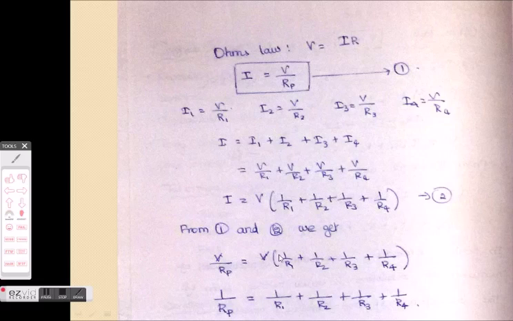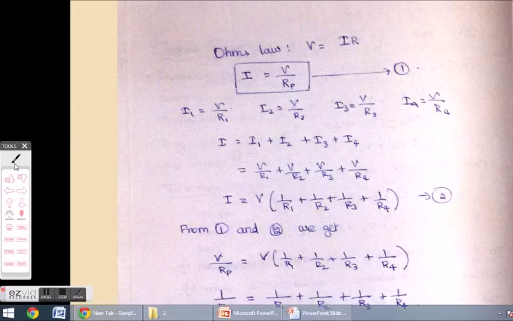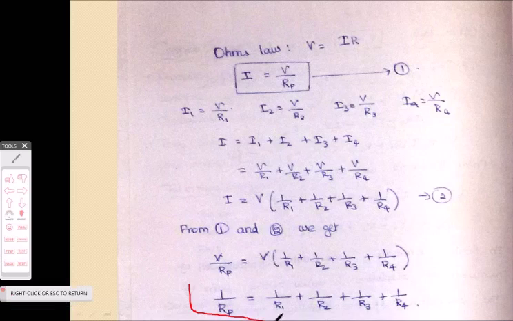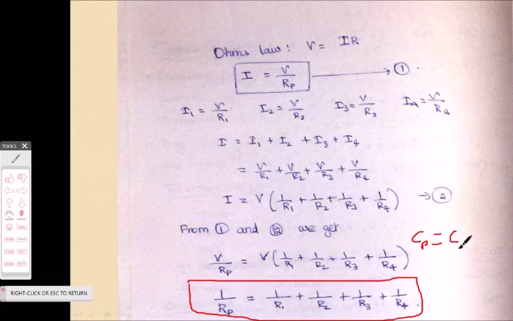By equating equations 1 and 2, we get V by Rp is equal to V into (1 by R1 plus 1 by R2 plus 1 by R3 plus 1 by R4). We have to cancel V and V. This will become 1 by Rp is equal to 1 by R1 plus 1 by R2 plus 1 by R3 plus 1 by R4. This is the final equation. For capacitors, C in parallel is equal to C1 plus C2 plus C3.